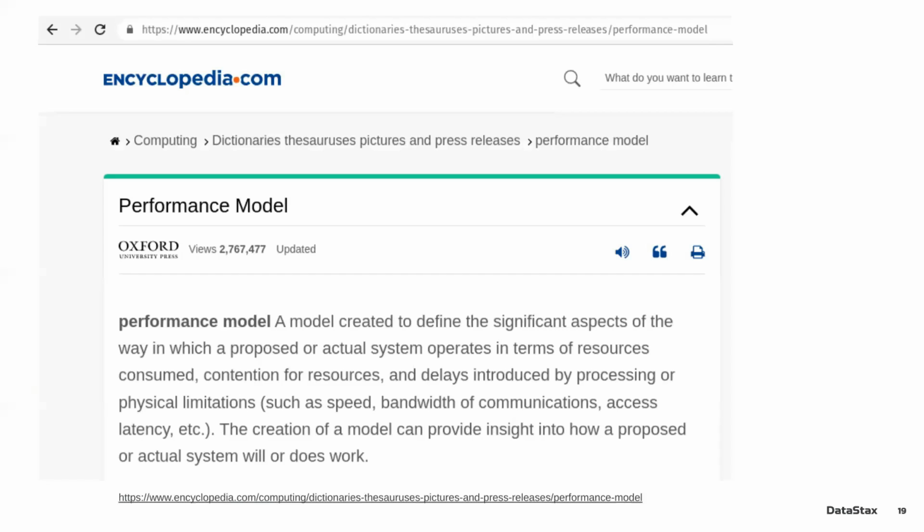A performance model is something that could help in understanding performance tuning. I found this definition in encyclopedia.com, that a performance model is a model created to define the significant aspects of the way in which a proposed or actual system operates in terms of resources consumed, contention for resources, and delays introduced by processing or physical limitations. The creation of a model can provide insight into how a proposed or actual system will or does work.